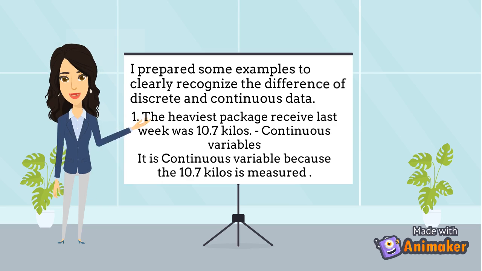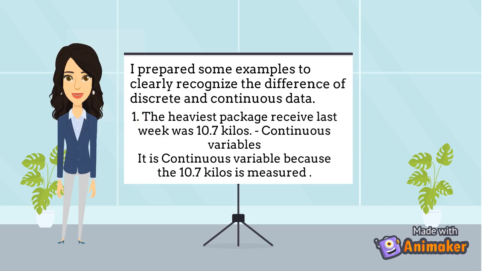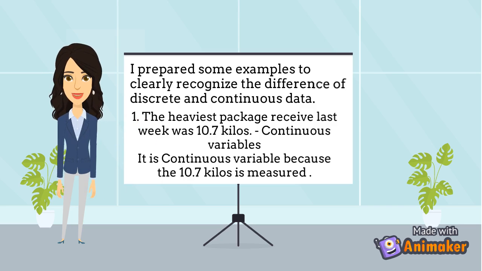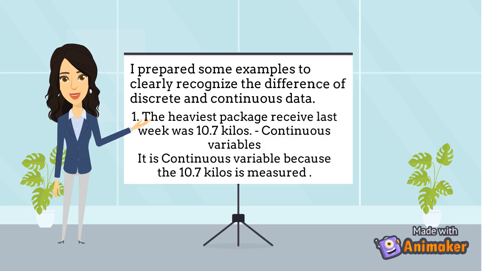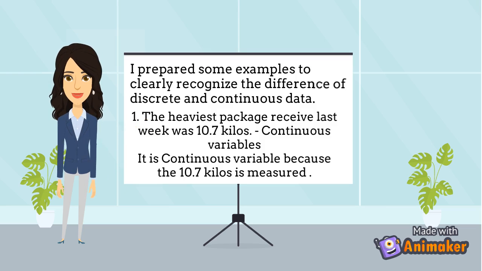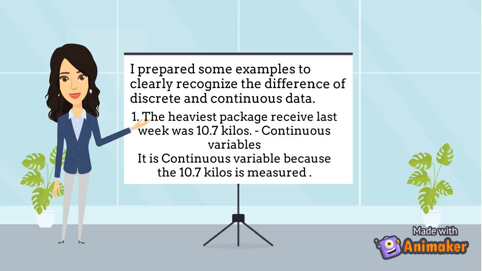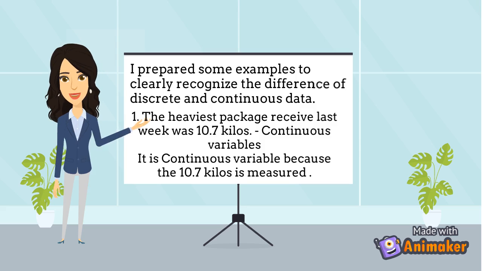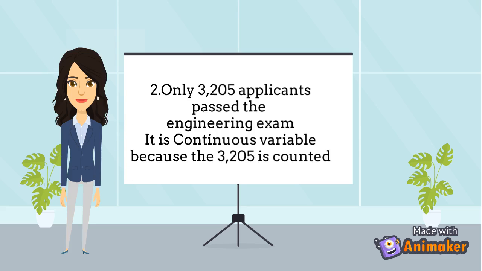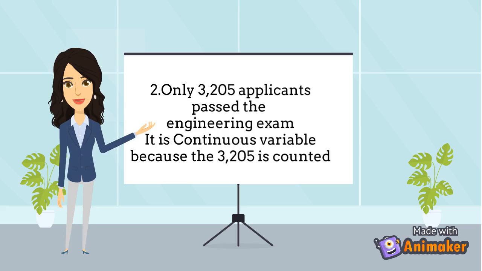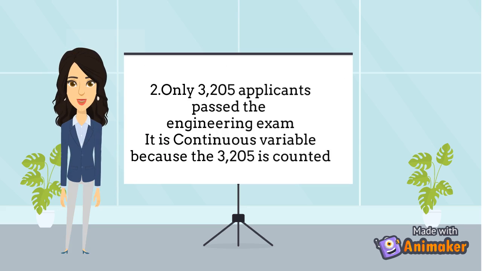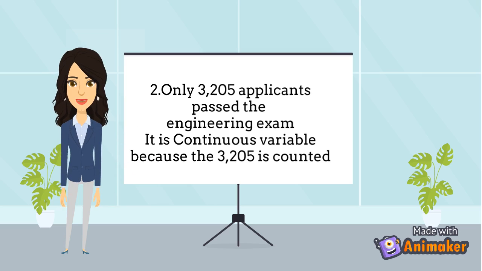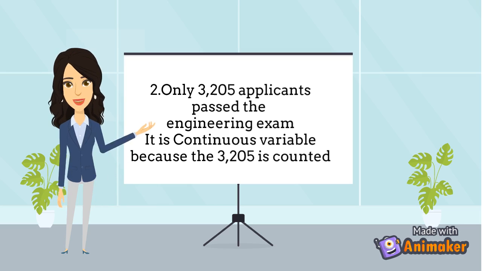I prepared some examples to clearly recognize the difference of discrete and continuous data. 1. The heaviest package received last week was 10.7 kilos. It is a continuous variable because the 10.7 kilos is measured. 2. Only 3,205 applicants passed the engineering exam. It is a discrete variable because the 3,205 is counted.